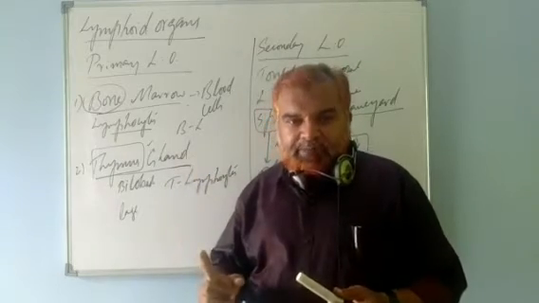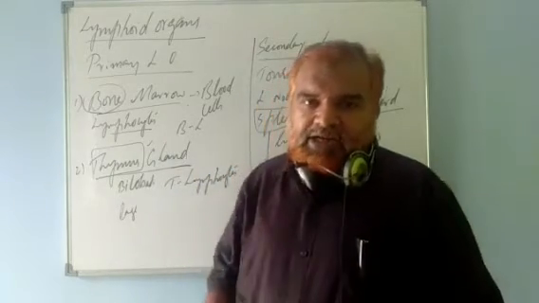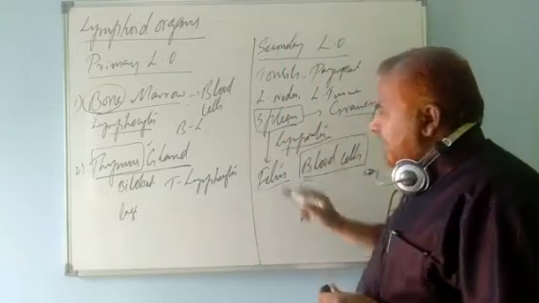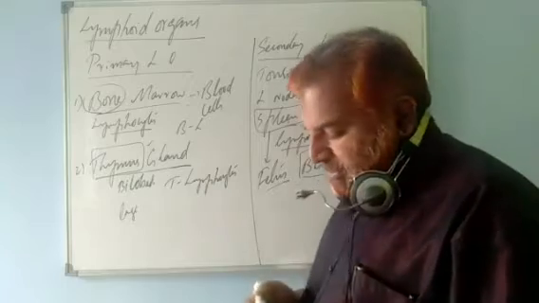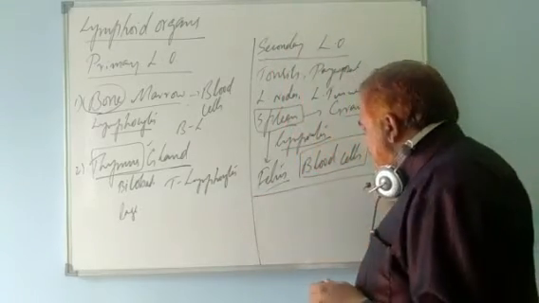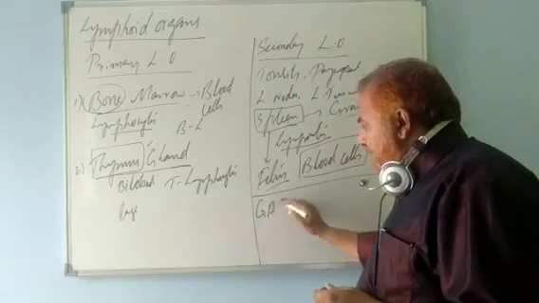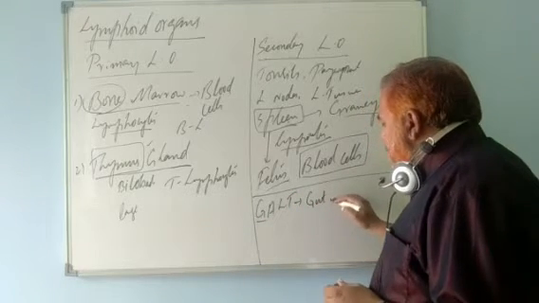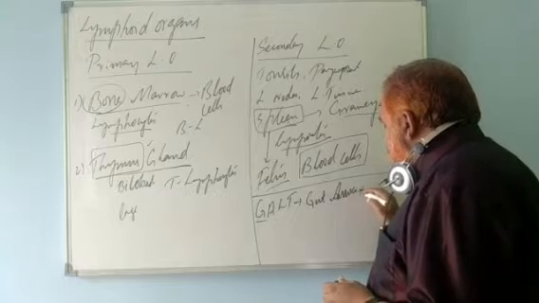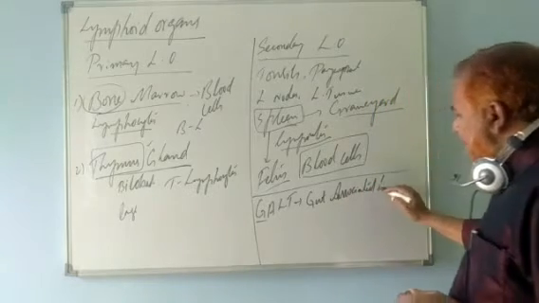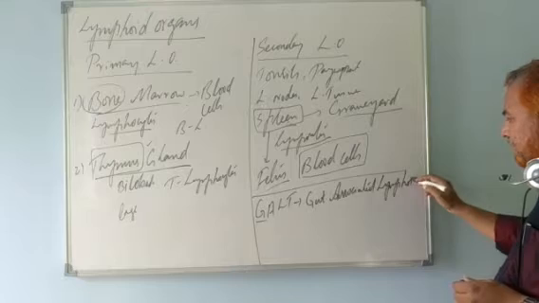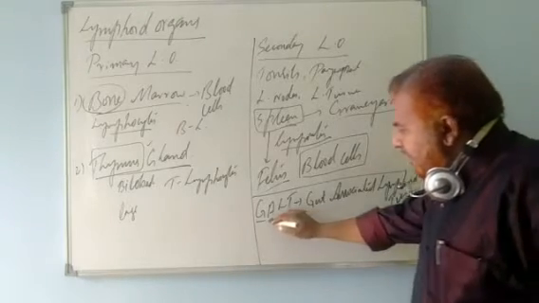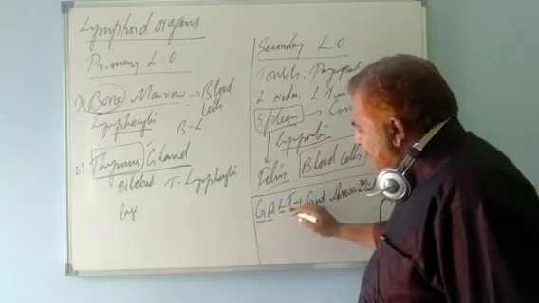Apart from this function, it also acts as a secondary lymphatic organ, which helps in the production and interaction of the lymphocytes with the antigens. Apart from this, we have discussed two more terminologies over here. One is known as GALT. What is GALT? Gut associated lymphoid tissue is what is known as GALT. GALT, gut associated lymphoid tissue.